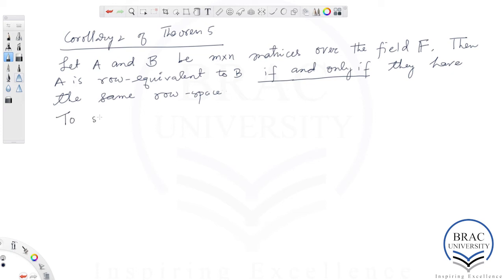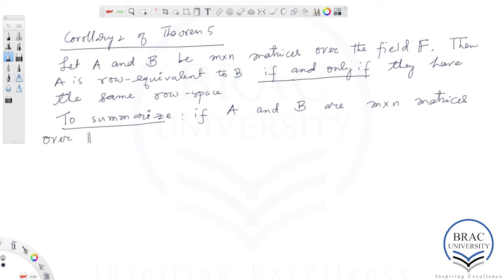To summarize, let me summarize what we have studied so far in this segment. If A and B are m times n matrices over F, then the following statements are equivalent.